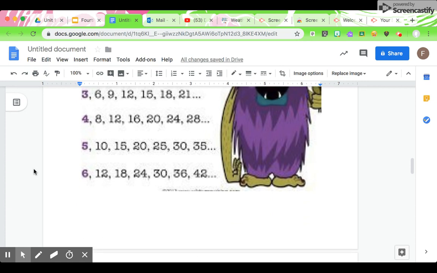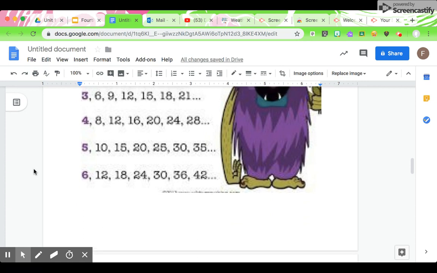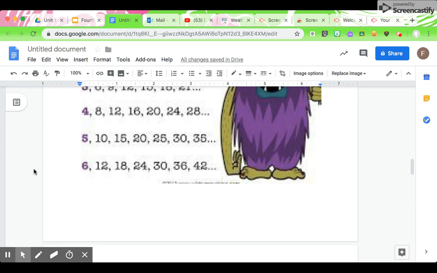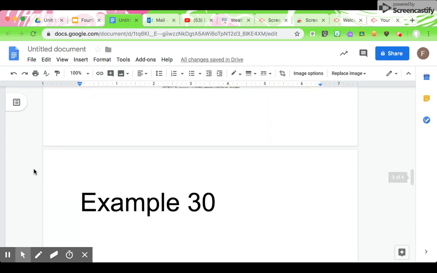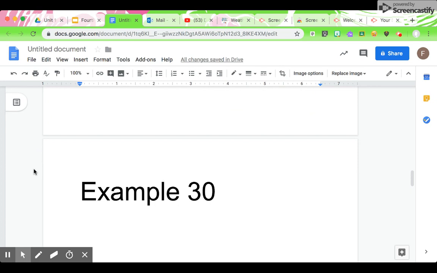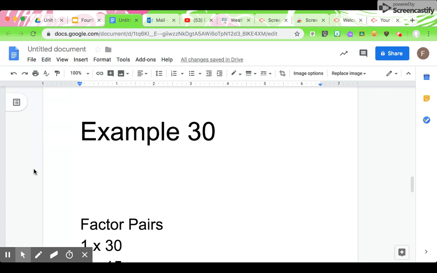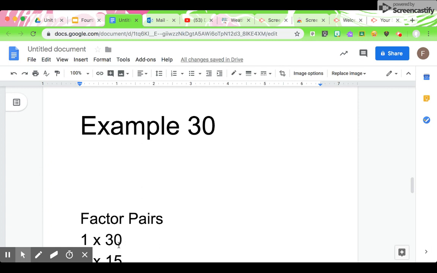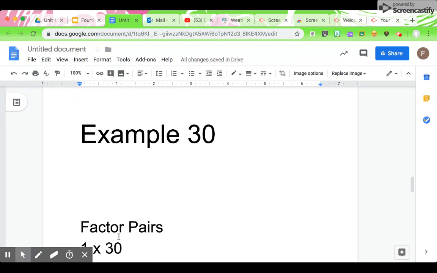Now notice multiples and factors are very different. However, a lot of times we talk about the two together. Now in this example here, we have the number 30. So I want you to take a moment and think about some factors of 30. Now you can always start with 1 times what number? Well, let's see, 1 times 30. Now we also notice it's an even number. So if it's an even number, a factor is always definitely going to be the number 2.